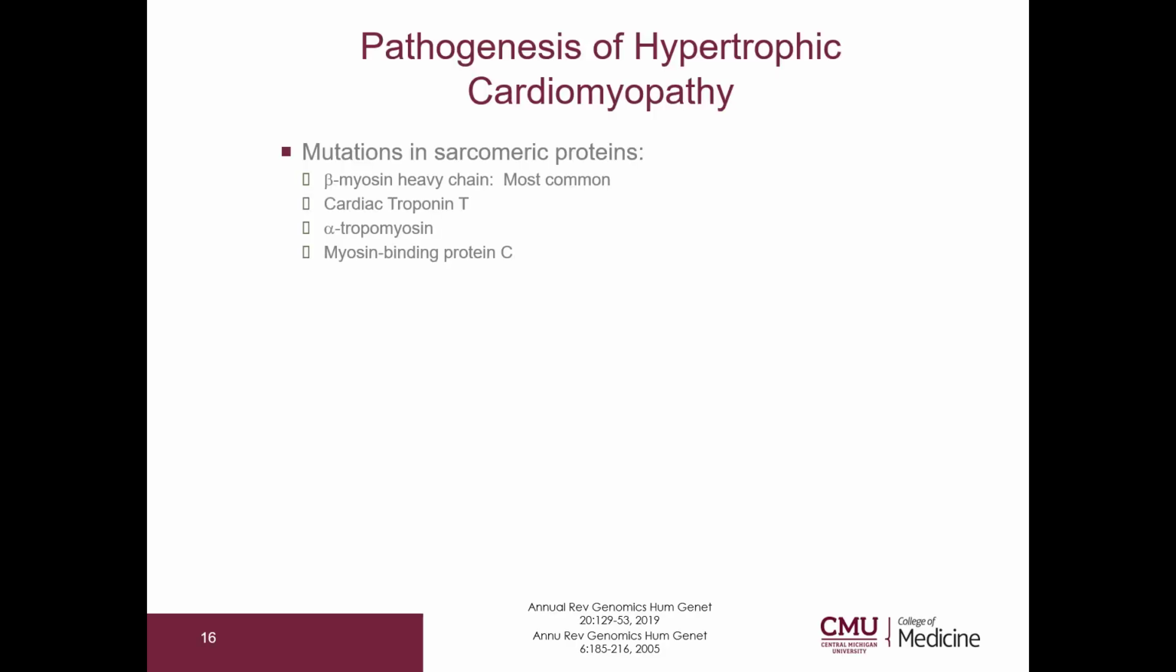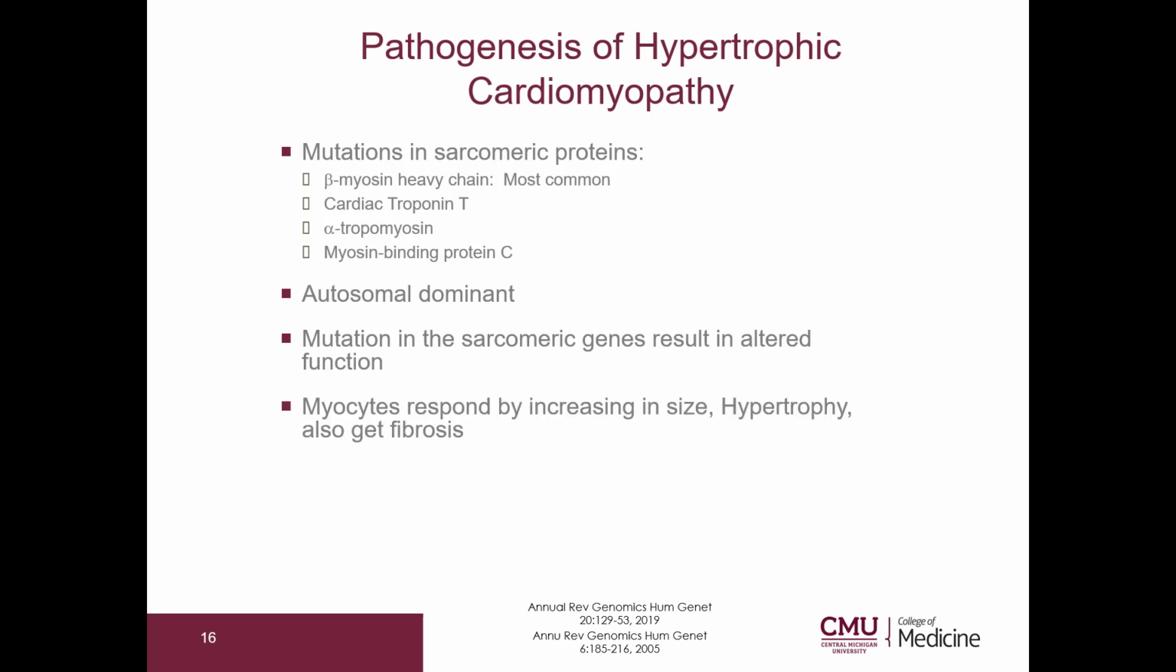Hypertrophic cardiomyopathy can result from mutations in sarcomeric proteins. Beta-myosin heavy chain gene is the most common mutation that causes hypertrophic cardiomyopathy. Other genes include cardiac troponin T, alpha-tropomyosin, and myosin-binding protein C. This is autosomal dominant. The mutation in the sarcomeric genes results in altered function.